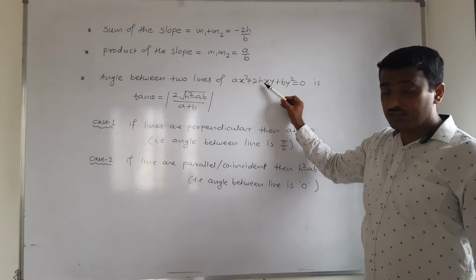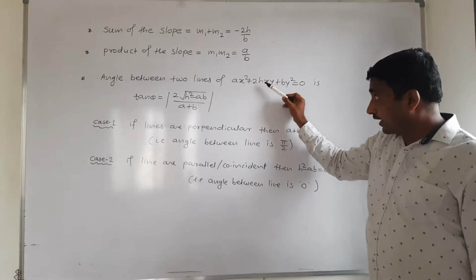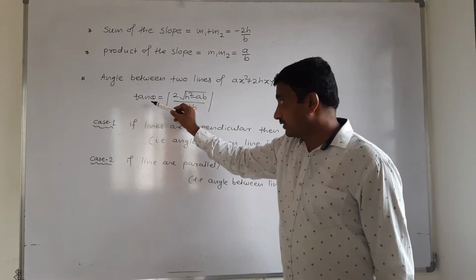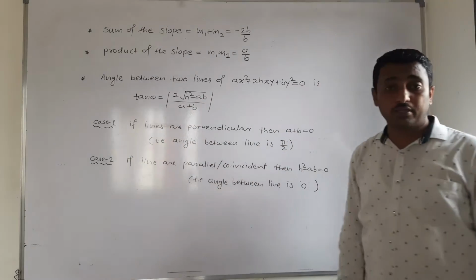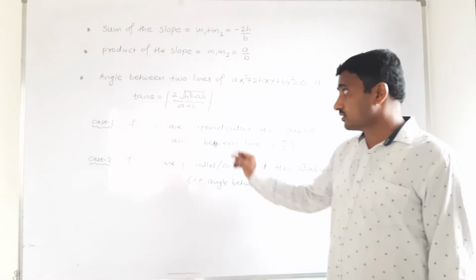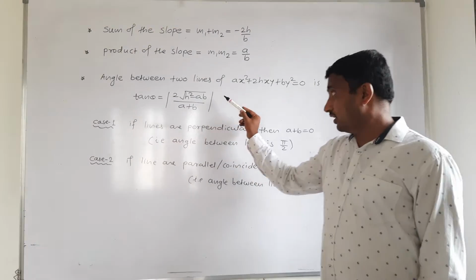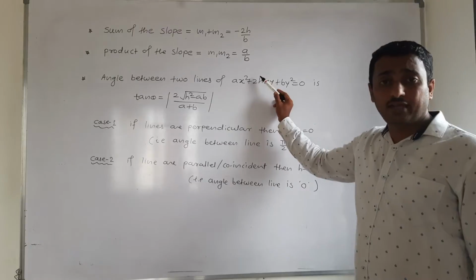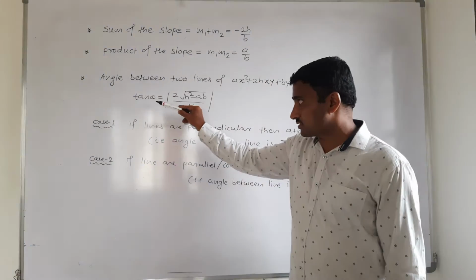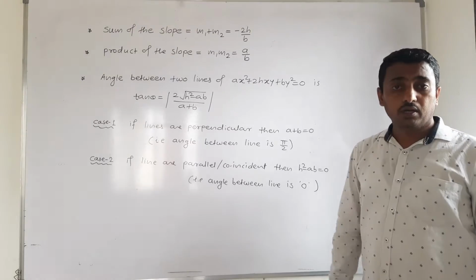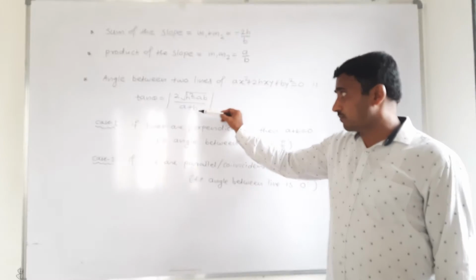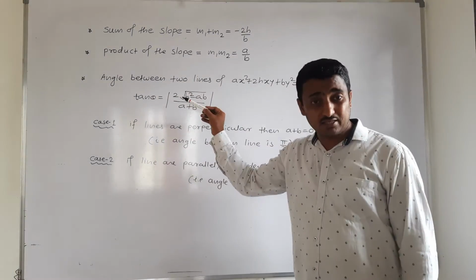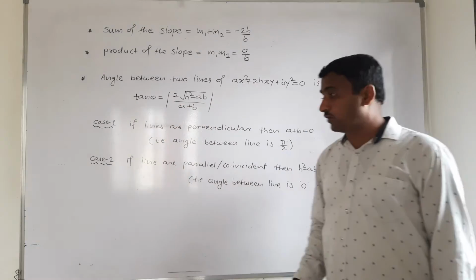Angle between two lines of this homogeneous second degree equation. The angle between the lines represented by this is calculated by tan theta is equal to modulus of 2 times square root of h square minus ab upon a plus b. If we want to calculate the angle between the two lines, tan theta is equal to modulus of 2 times square root of h square minus ab upon a plus b. Of course this is a modulus, therefore it is an acute angle.